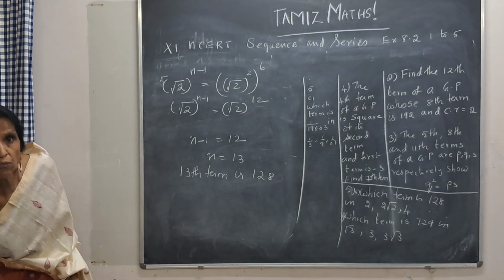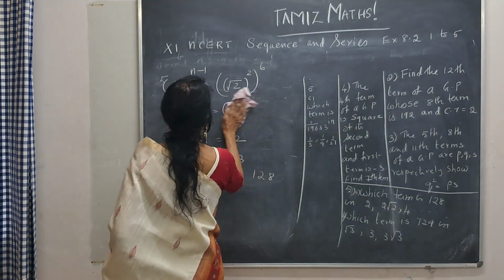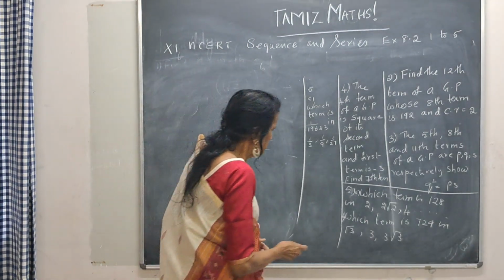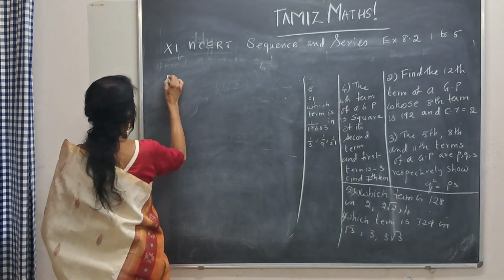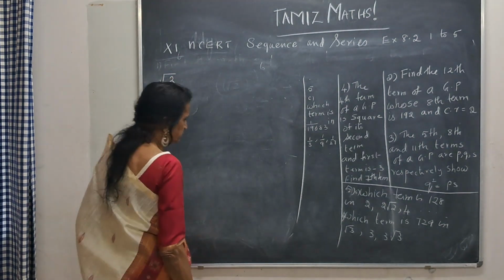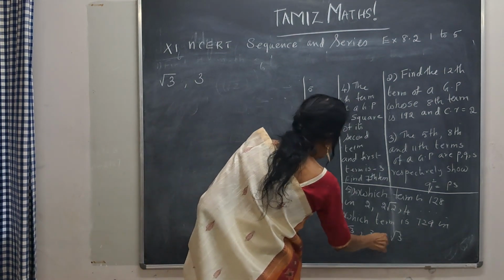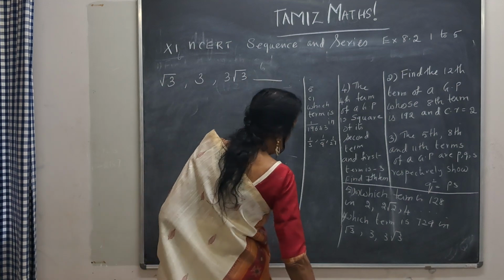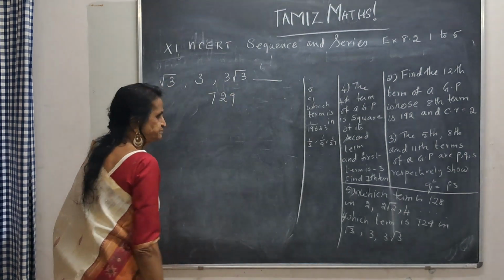Next we go for subdivision 2 in this. That is subdivision B. Which term is 729 in the series root 3, 3, 3 root 3 and so on? In this series, I want to tell which will be the term 729.